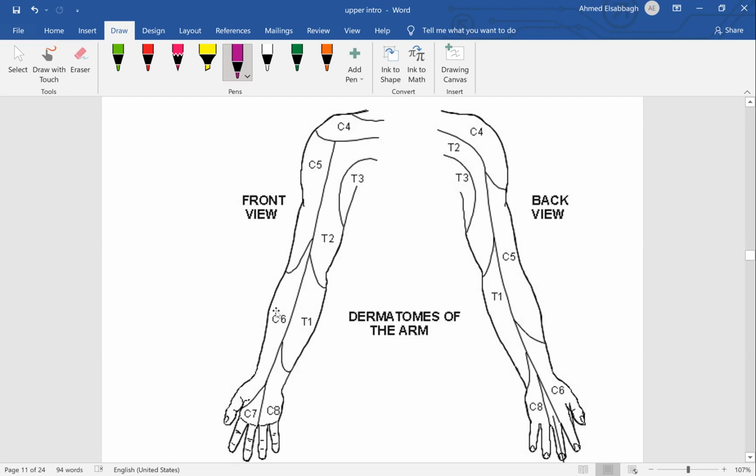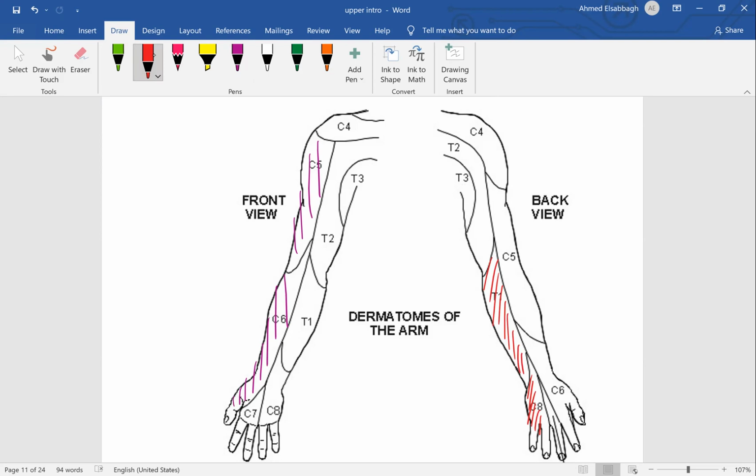This part is supplied by C6, and so on. So in case of upper trunk lesion, what is the upper trunk? Yes, of course, it is C5. So in case of Erb's palsy, we will lose the sensation from the area supplied by C5 and C6, which are these areas. In case of Klumpke's paralysis, we will lose sensation from the sites supplied by C8 and T1. This is C8 and this is T1.